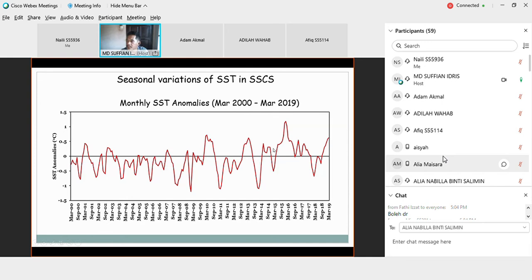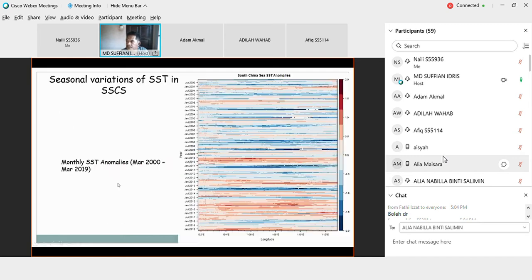So from here you can see the impact on SST, impact from atmospheric disturbance, and other processes in the South China Sea. And then this one we call a Hovmöller diagram. A Hovmöller diagram is very easy for identifying the trend of SST. The red color represents the positive anomaly, that means higher than normal, and the blue represents lower than normal.